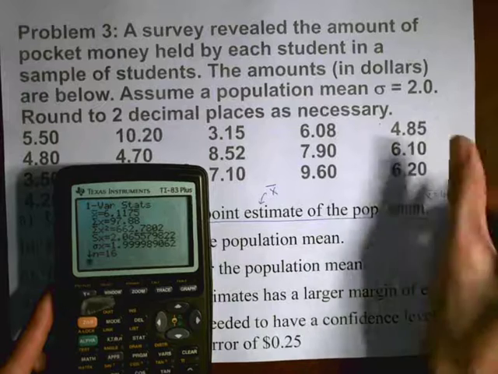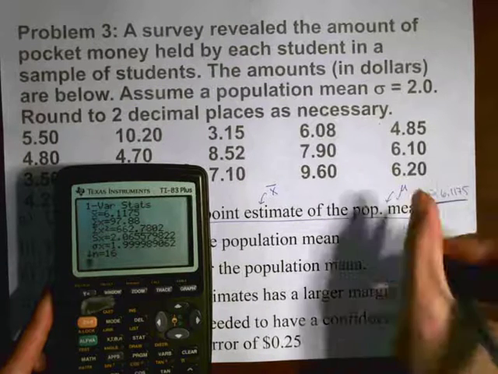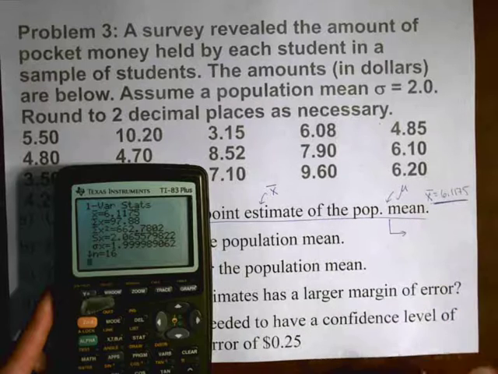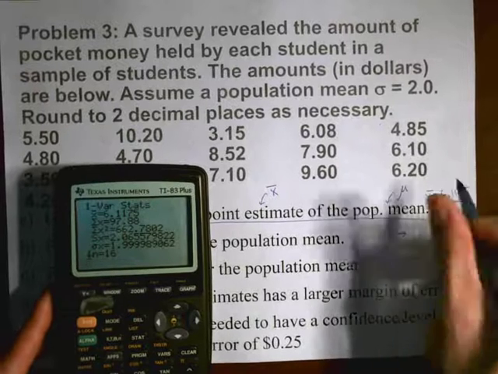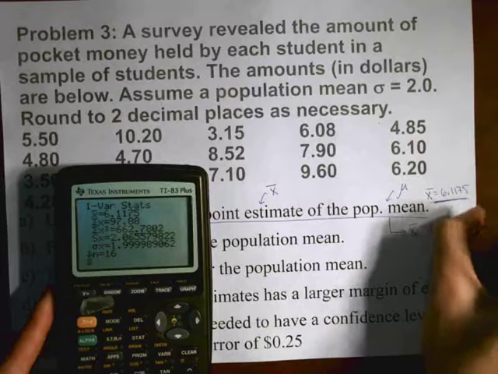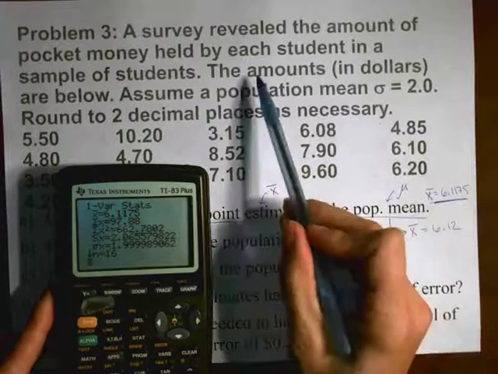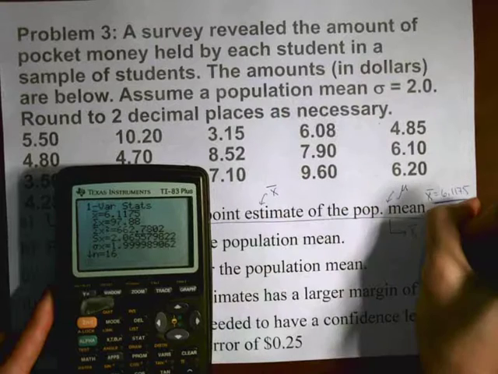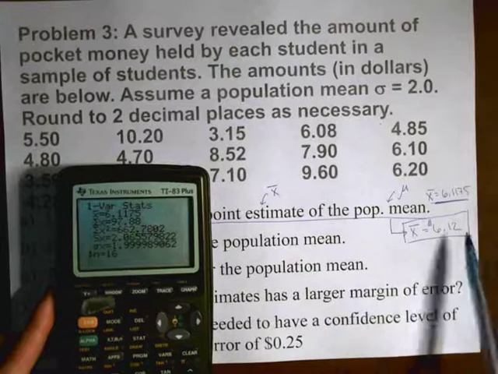Okay. The question says to round to 2 decimal places as necessary. I'm still going to keep this unrounded number for some of my future calculations, but my answer to A, I'm going to put a box around so that it's easily graded and not easily mistaken for something else. I'm going to write that the point estimate is 6.12. And what are the units? The unit here is dollars, so we'll give it a unit as well.